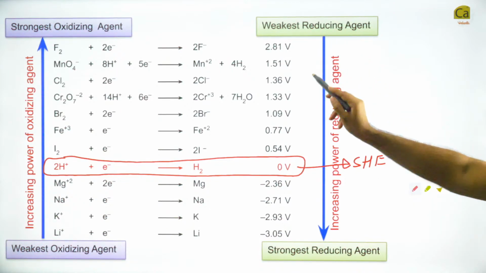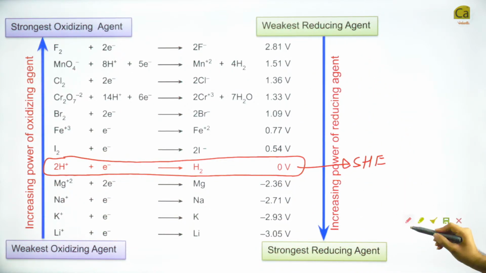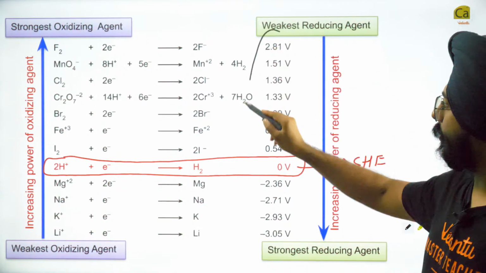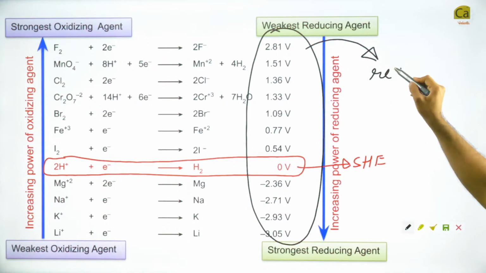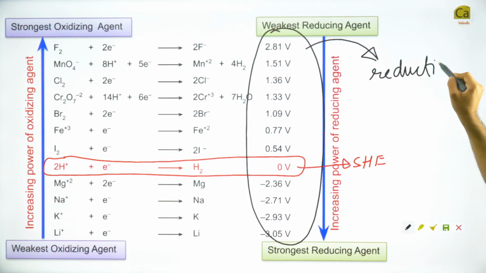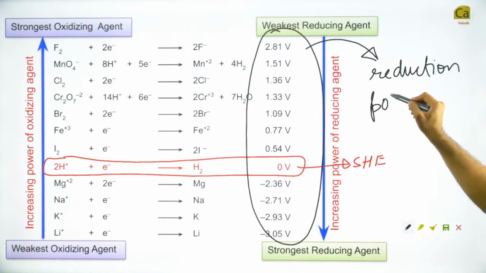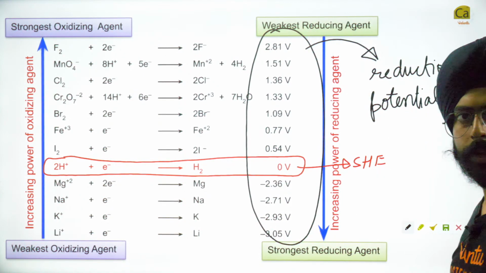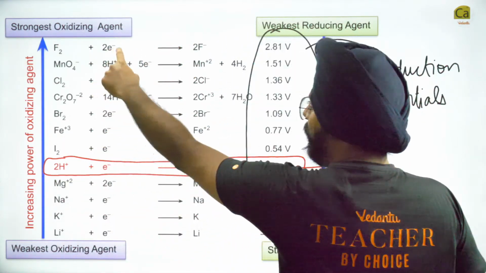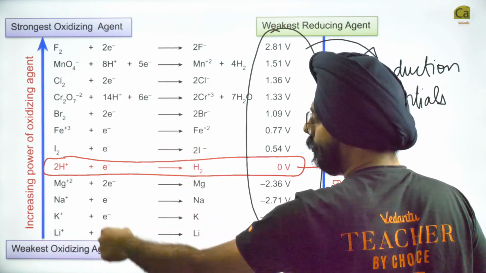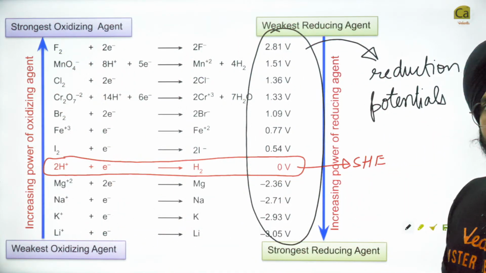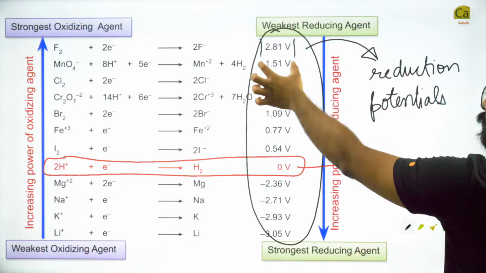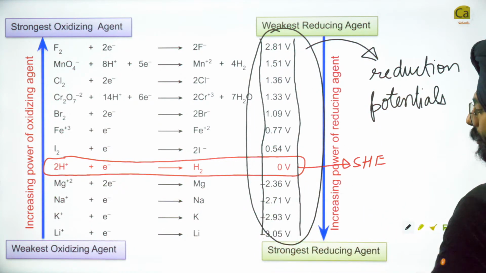So these values that have been written over here, my dear friends, these values are known as reduction potentials. Can you see that? Do you see that each and every reaction over here is capturing some electrons? And whenever you give electrons to a species, it is called reduction. So all of these values are called reduction potential values.